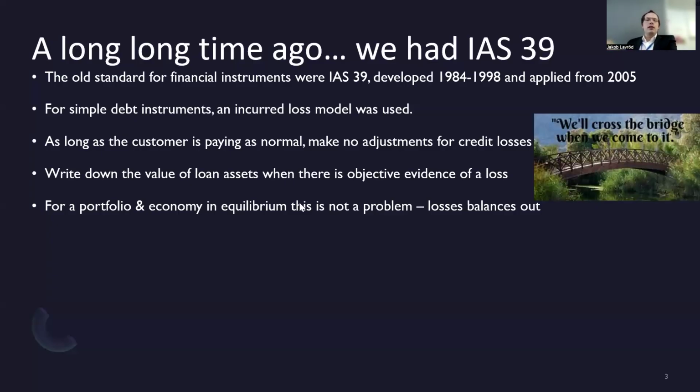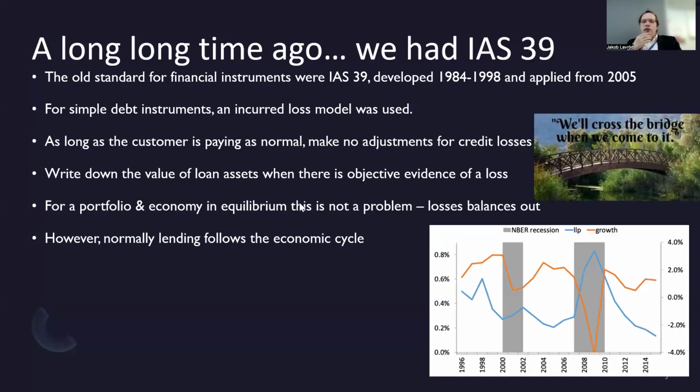So it also means that with this whole standard, especially when we focus on the P&L perspective, what matters is when the book is not in equilibrium. In an equilibrium book, it doesn't matter super much how you set the standard, but it does matter when things change. And the reason is that if you look at the normal lending cycle, and here I've shown the credit growth in orange and the loan loss provision, so in the old IAS 39 standard.